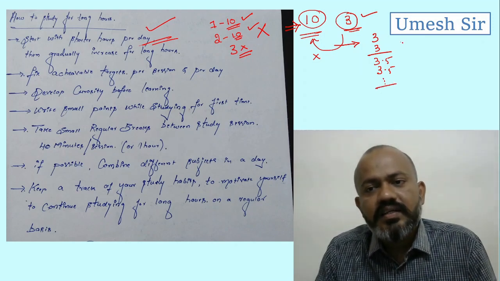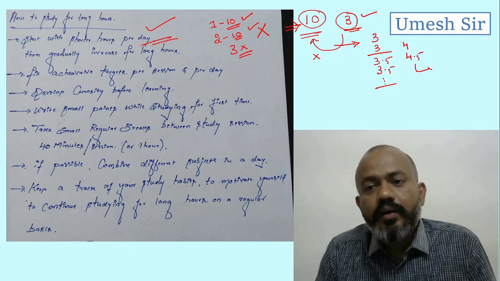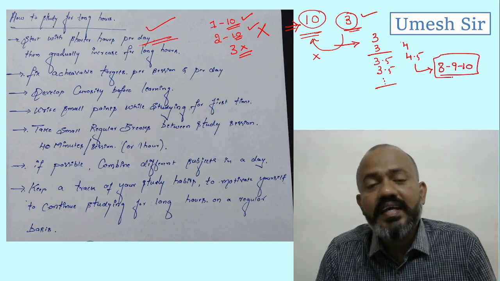Then on some eighth or ninth day you increase to 4 hours. Then on the 10th day 4.5 hours. Okay, like that you have to increase the quota and bring it to 8 or 9 or 10 hours per day. Like this you have to increase the quota.